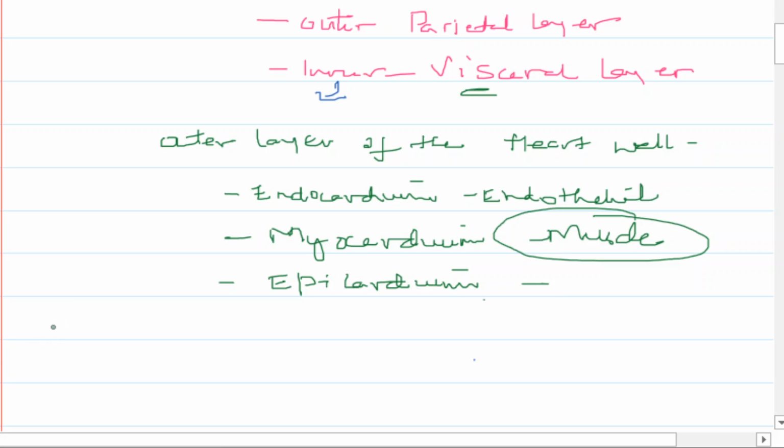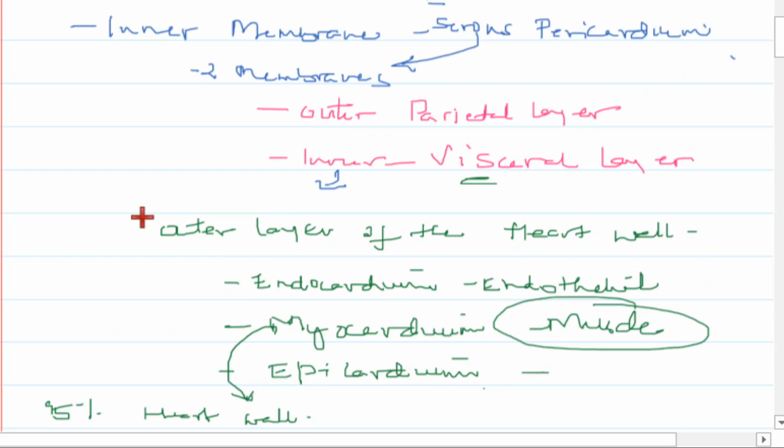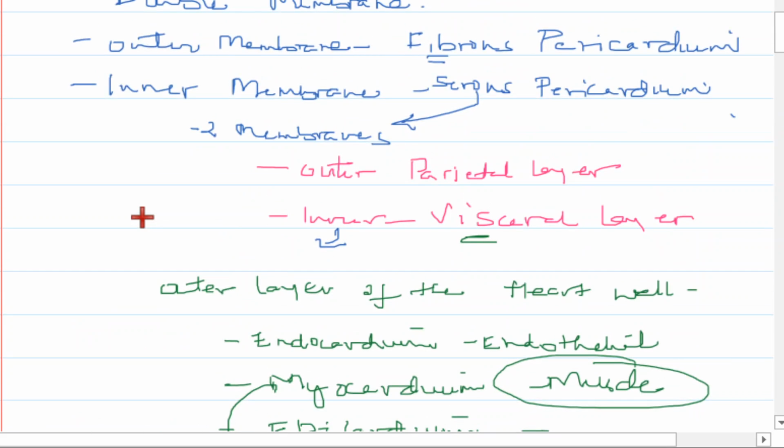The heart muscle is very well developed. Why do you think? It's because it's constantly pumping, right? And 95% of the heart wall is made up of myocardium. Okay, with that we come to the end of the wall of the heart and the double membrane sac-like structure that it is enclosed in.